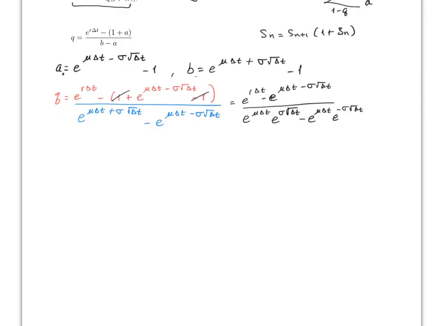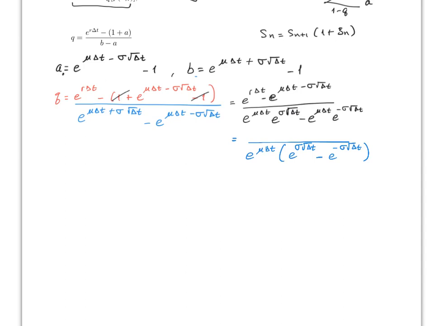The algebra is pretty messy, but it's a pretty good exercise, and you should definitely check what I'm going to do right now. On the bottom, you can see that you can factor out e to the mu delta t. This will give you e to the sigma square root of delta t minus e to the minus sigma the square root of delta t.